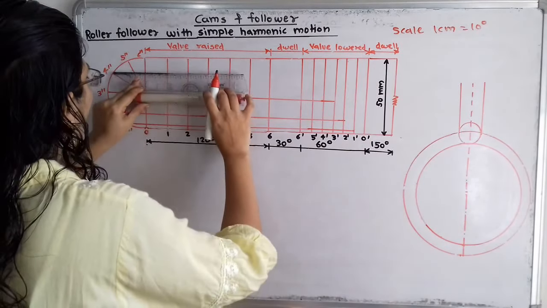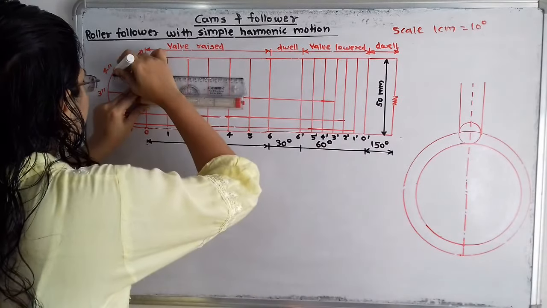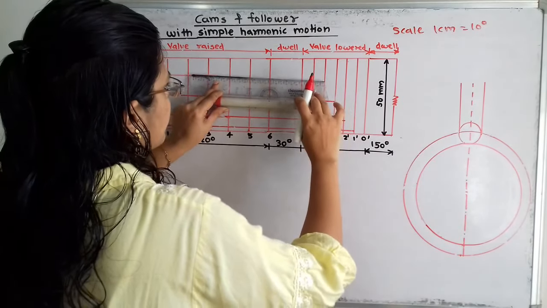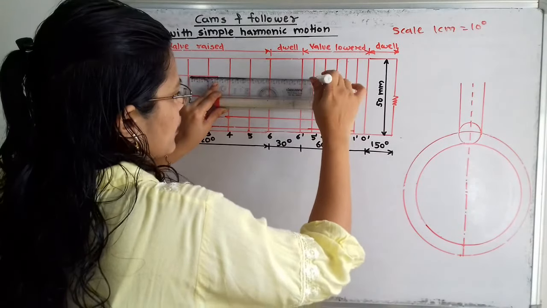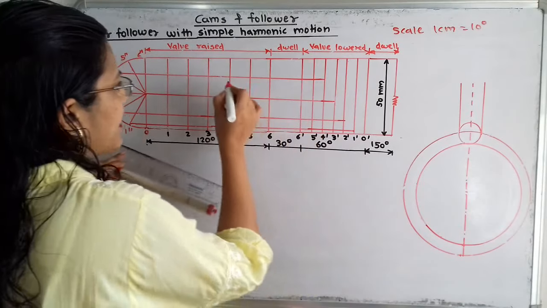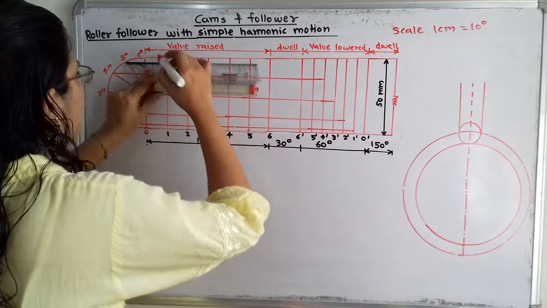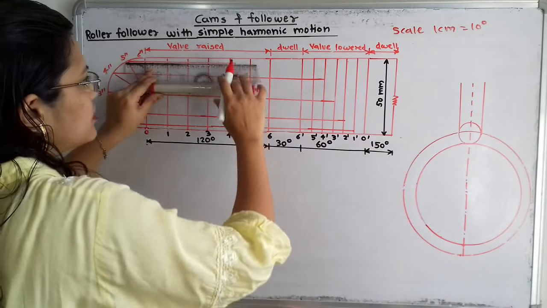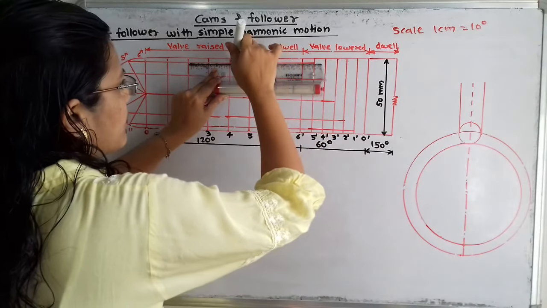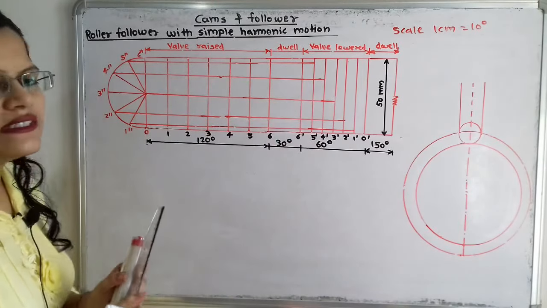Then next is 4 dash. So here from 4 double dash we have to extend this line up to 4 dash. Then next is 5 double dash. So from this semicircle there is 5 double dash. So we have to extend this line up to 5 dash. So here 5 double dash to 5 dash. Now we will select the points.